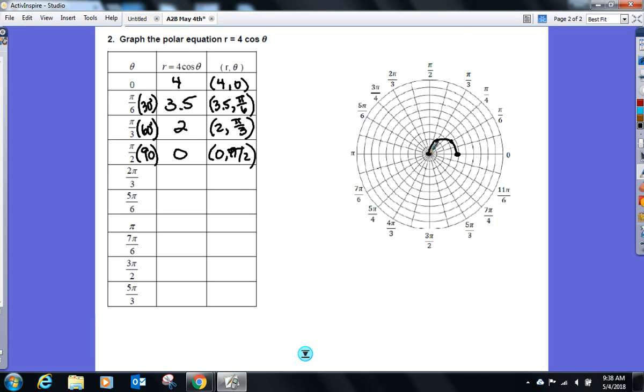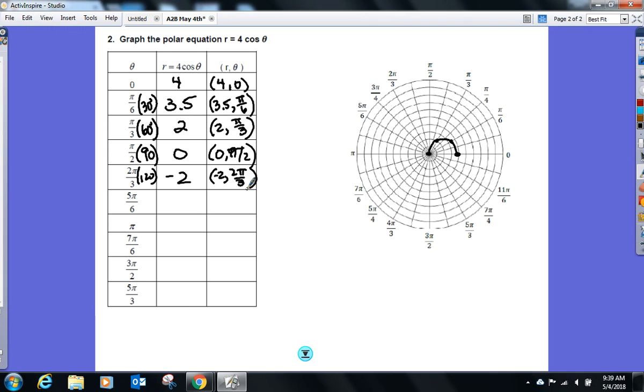2 pi over 3. If you guys are in degree mode, remember, what's pi over 3? 60 times 2, 120. There should be a negative number, I hope. What are we getting out here? -2. All right, hey, be careful now. Guys, be careful. You got a negative r value. -2, 2 pi over 3.